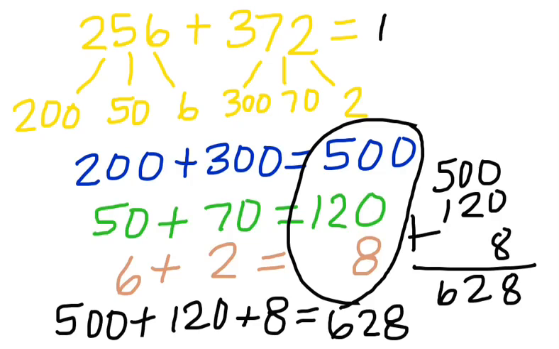It's really whatever way they see it, and however they can get that answer for them. So those are the three strategies we use with three-digit numbers when adding.